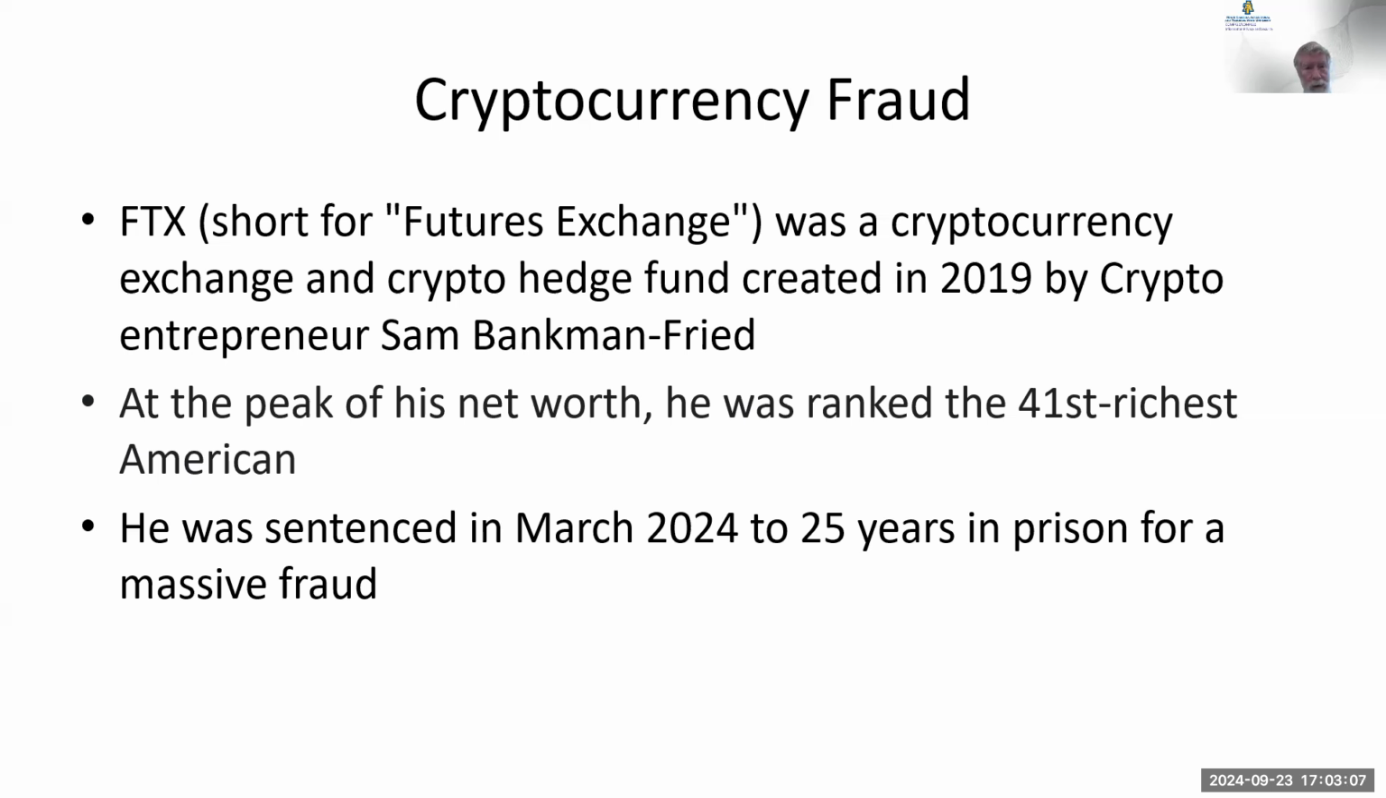Interesting, this year or back in March, FTX, which is a cryptocurrency exchange created by Sam Bankman-Fried, went bankrupt because Mr. Bankman-Fried was taking the money and spending it as his own, defrauding the people. At one point, he was the 41st richest man in the world because he was taking all this money that people invested, spending it himself. He's now doing 25 years in prison.